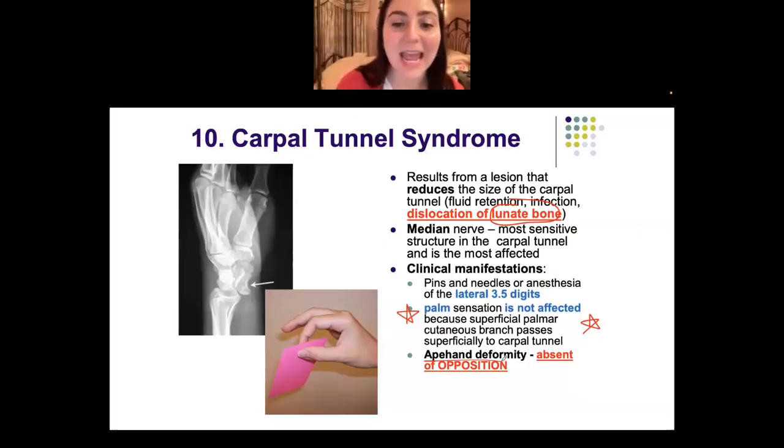And then finally, it's saying the ape hand deformity. So there we go. We're talking about the ape hand, right? So you'll see the ape hand deformity again at rest. So it's going to be like this at rest. And you're not going to be able to oppose your thumbs.